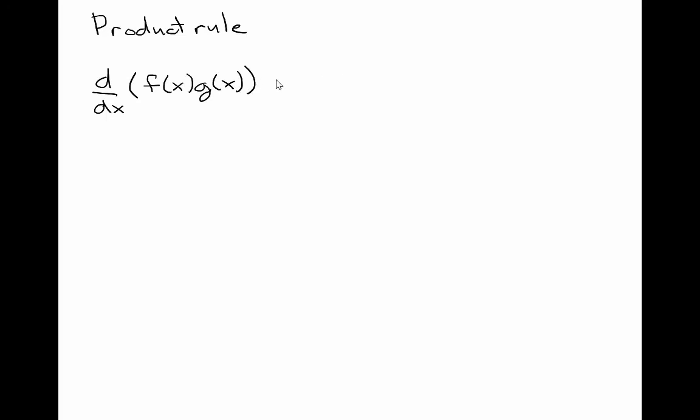Alright, so the derivative then is you leave the second function alone, and then you multiply it times the derivative of the first function, and then you add that to leaving the first function alone and multiplying that times the derivative of the second function. Okay, right, this sounds pretty abstract. Let's look at an example.